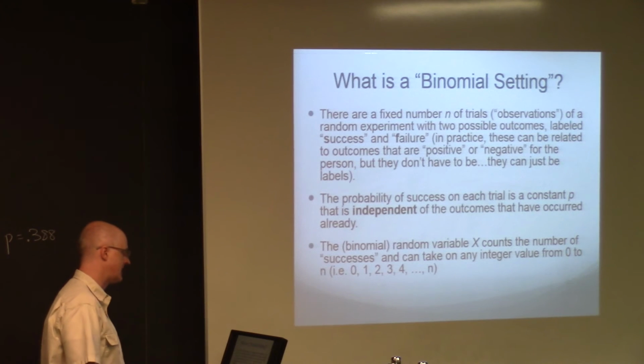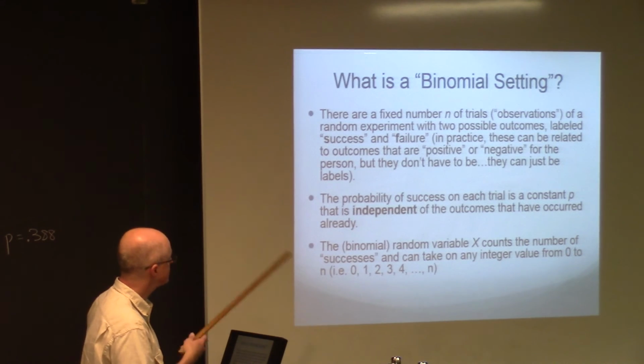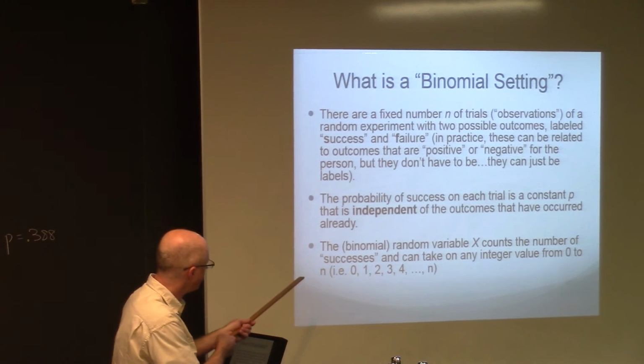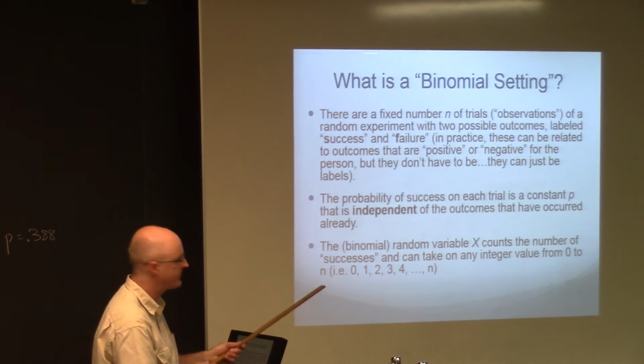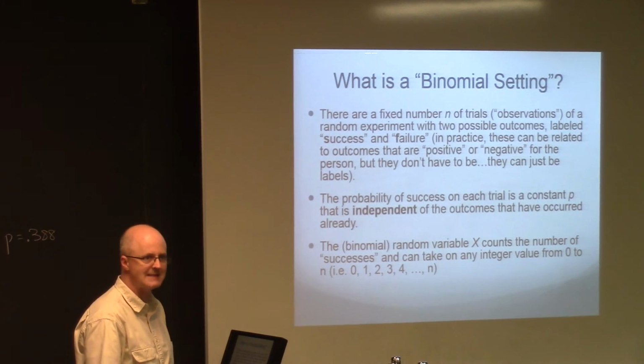X again counts the number of successes. Since n is the number of trials, x can take on any value, 0, 1, 2, 3, 4, etc., up through n. That's a binomial setting.